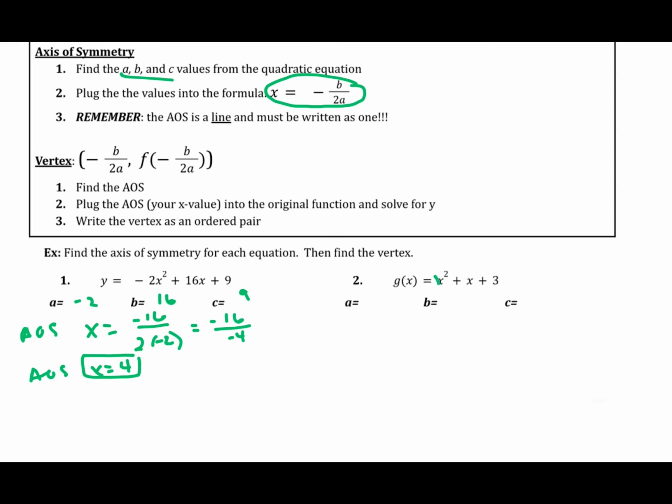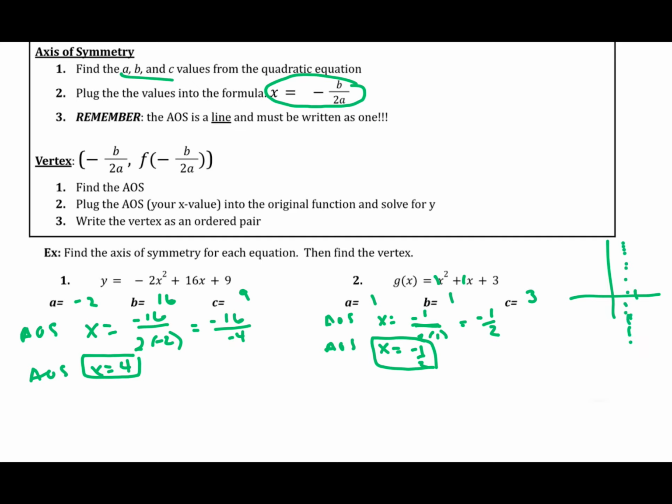Similarly here, remember, if there's no number written in front of a variable, that means the coefficient is 1. So our a value is 1, our b value is 1, our c value is 3. So our axis of symmetry, x equals the opposite of b, is -1 over 2 times 1, which is -1/2. So our axis of symmetry is x equals -1/2. And remember, that is a line. If I were to graph my quadratic, I could draw a dotted line at x equals -1/2 that would create symmetry on both sides of my parabola.